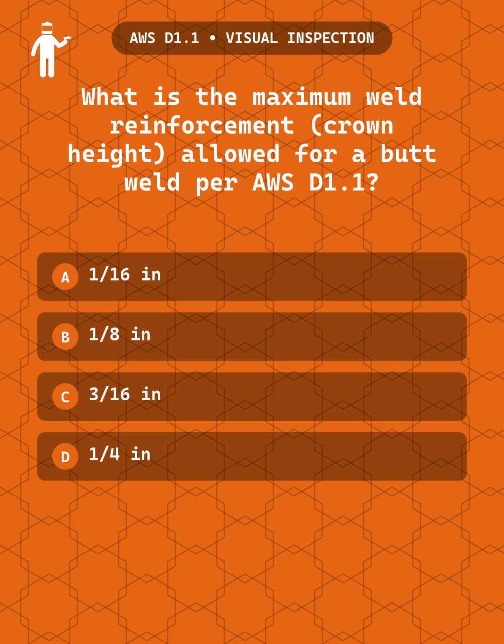Question 5. What is the maximum weld reinforcement allowed for a butt weld per AWS D1.1? Is it A, 1/16 inch, B, 1/8 inch, C, 3/16 inch, or D, 1/4 inch?